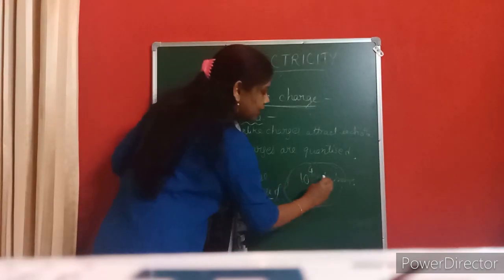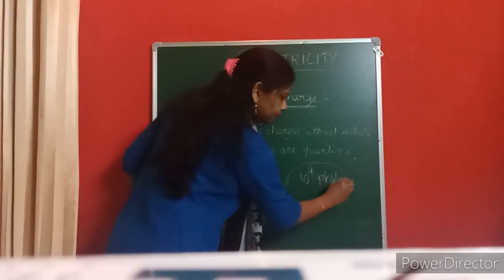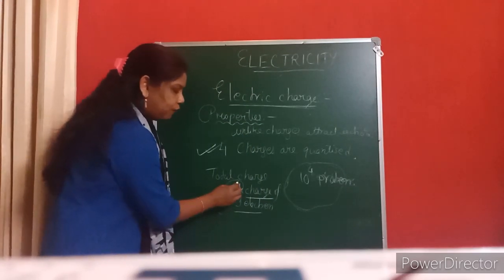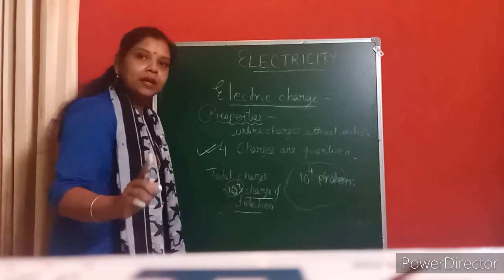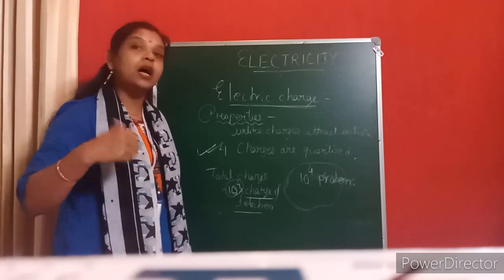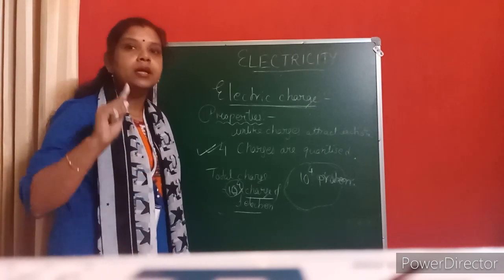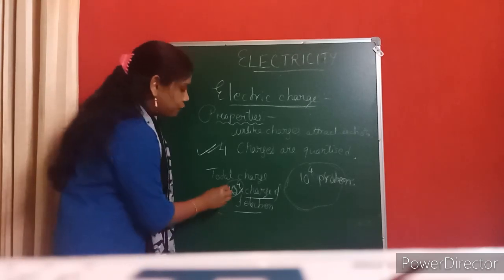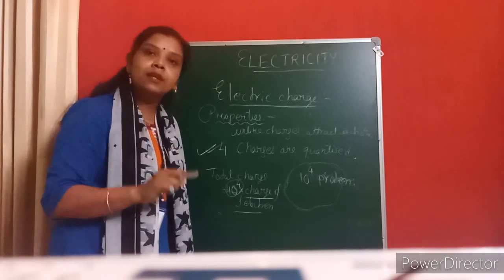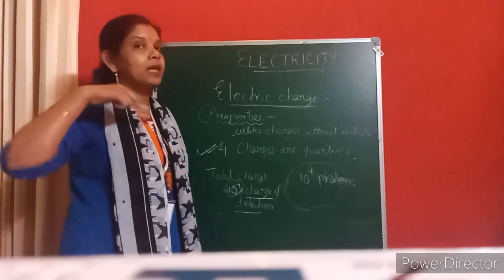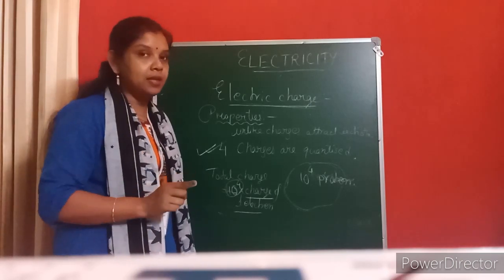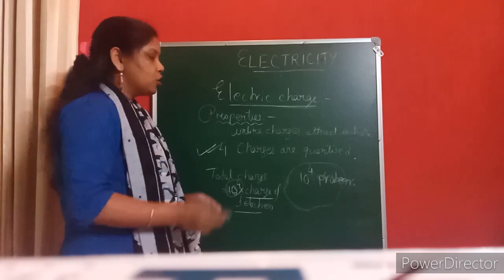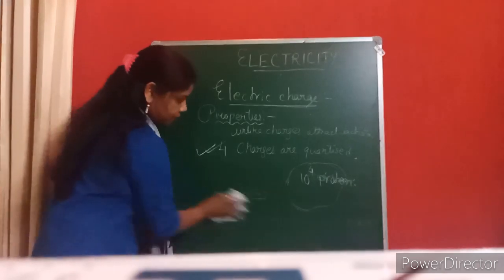Suppose it is a proton also. If I write 10 to the power 4 into the charge of an electron, will it be correct? Yes, it will be correct because the charge of a proton and the charge of an electron are the same. But if it is a proton, I have to write that this is a positively charged body. If it is an electron, then I have to write it as a negatively charged body. Clear?